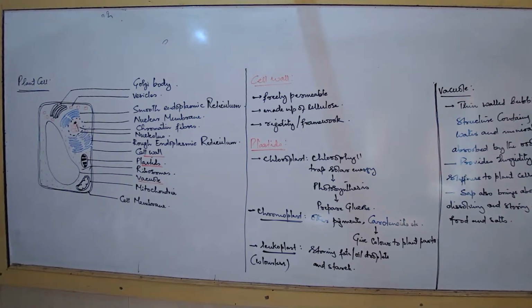Yes. Sap also brings about dissolving and storing of food and salts. So what are some of the functions of the sap to understand? If the plant cell has adequate amount of sap, the plant cell will have a shape. Remember, the vacuole in a plant cell also helps in maintaining shape of the plant cell. Now, how do we understand that the sap is responsible for the maintenance of the cell shape?